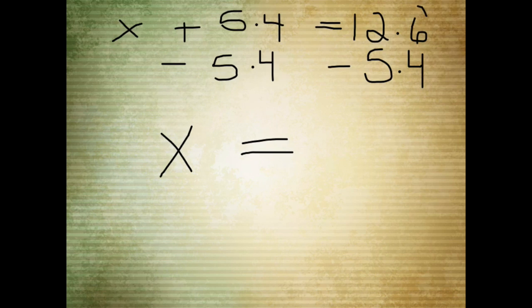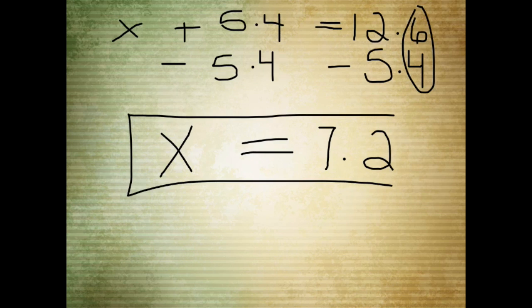What is a 6 minus 4? Well, you'll have 2 left. Put our decimal point. What is 12 minus 5? And that is 7. So our answer is going to be x equals 7.2.